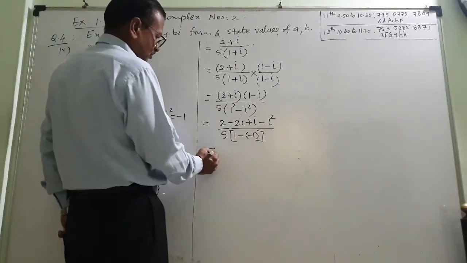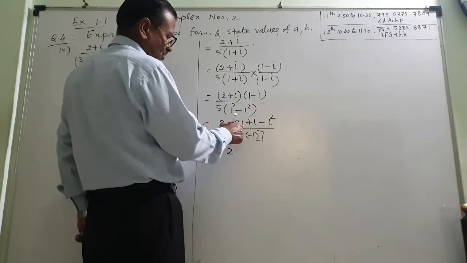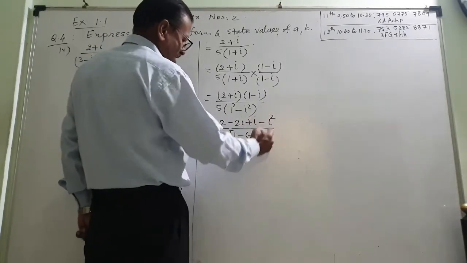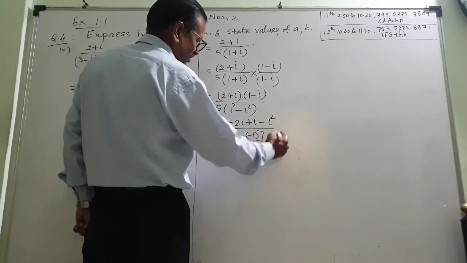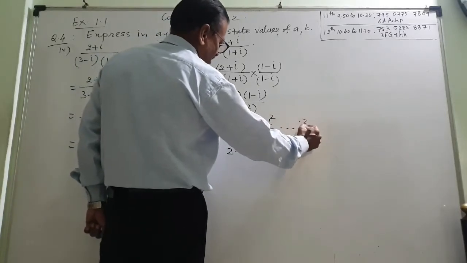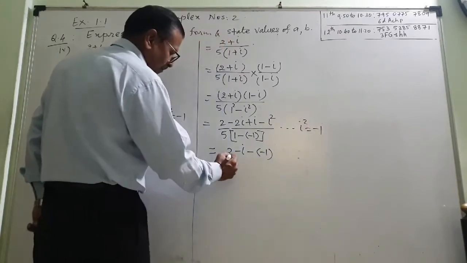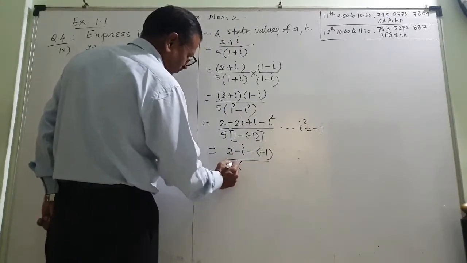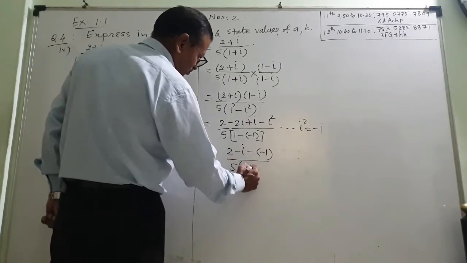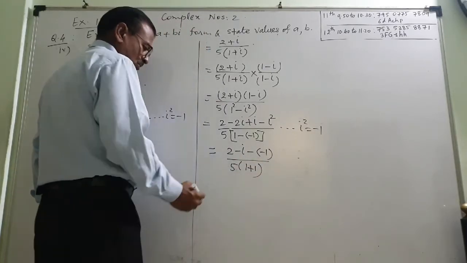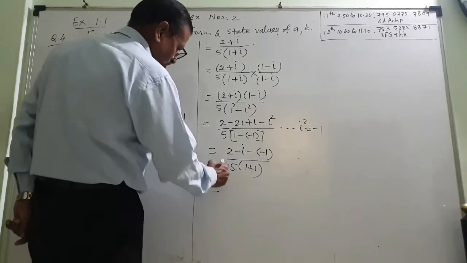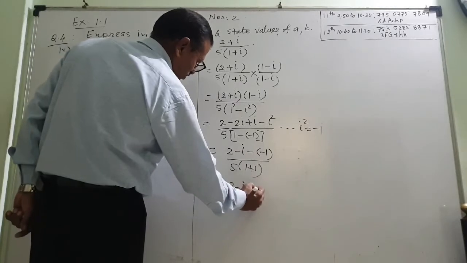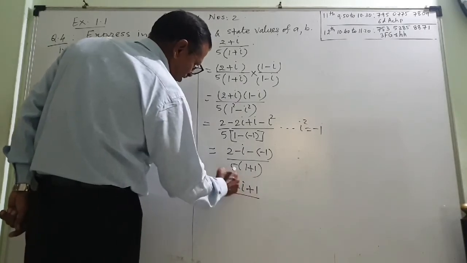This i square is minus 1. So that is equal to 2. This minus 2i plus i will be minus i, minus value of i square is minus 1. So here I have written i square equal to minus 1 upon, this is 2 into bracket, 5 into bracket, sorry. This is 1 plus 1. So this is equal to 2 minus i minus minus plus 1 upon 5 into 2.